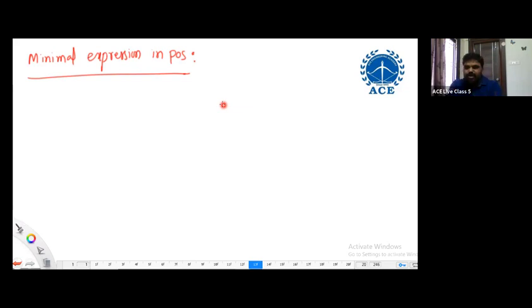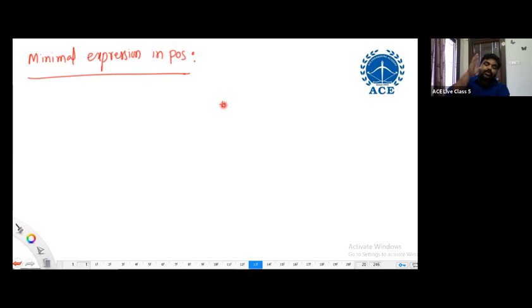A small difference you need to observe. While writing the sum term, 0 is uncomplemented, 1 is complemented. If a variable is 0 it is uncomplemented, if the variable is 1 it is complemented. For example, in a grouping where A, B are 0, 1 and not changing, the sum term will be A plus B bar. A is 0, so A uncomplemented. B equals 1, so B bar.